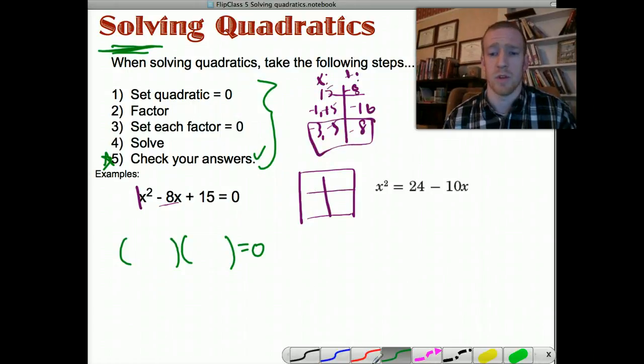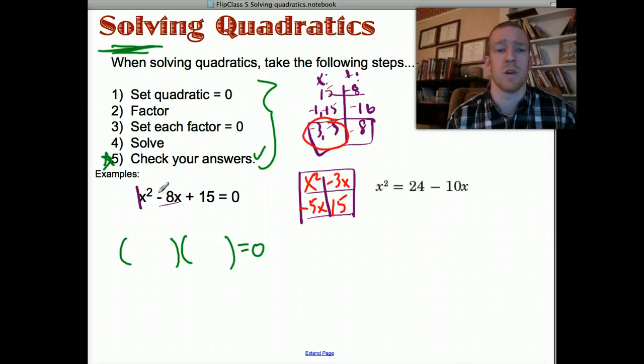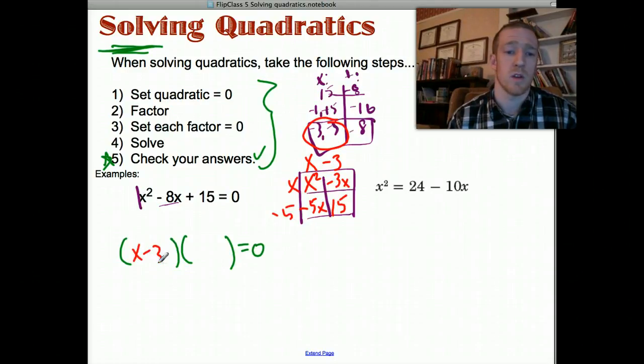So, as you know, we fill in these boxes with the x squared and the 15 automatically, and then we have a negative 3x and a negative 5x. So factor. Now when we factor this out, do I factor out a 3 or a negative 3? It's got to be a negative 3 because these are two negative numbers. If I factored everything positive out, it wouldn't work out to the negative 8. So factor out a negative 3, factor out an x, factor out an x, factor out a negative 5. And that gives me x minus 3, x minus 5. Doesn't matter which order I write these in.